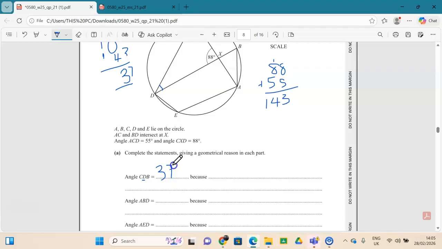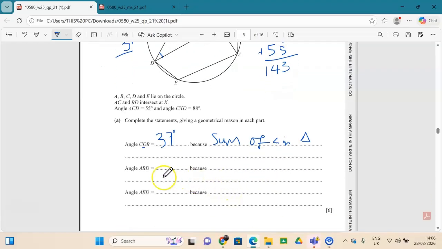What is our reason? Sum of angles in a triangle. I can even use symbols. Sum of angles in a triangle. There we go. So we go to the next one.